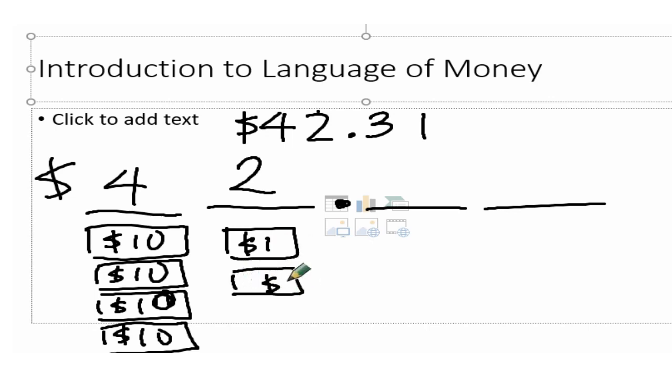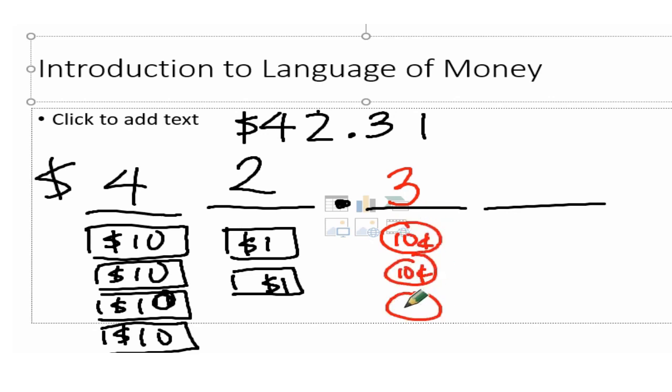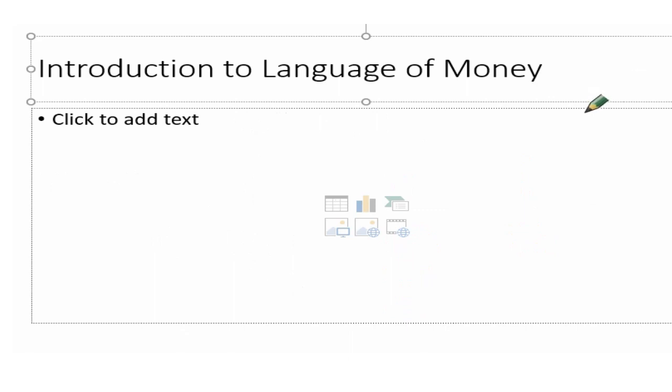Oopsie, too fast. Then I'm going to change color for my cents. This is 3 dimes. And then 1 penny. So this together means $42.31. If you look at it, $42.31 is pretty sweet. That's a good amount of money that probably can get your family a lunch.